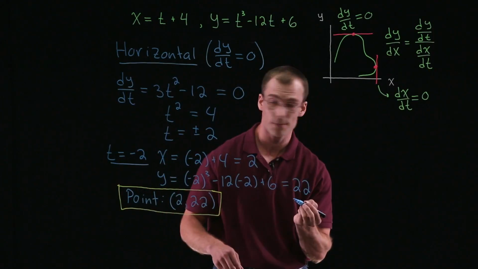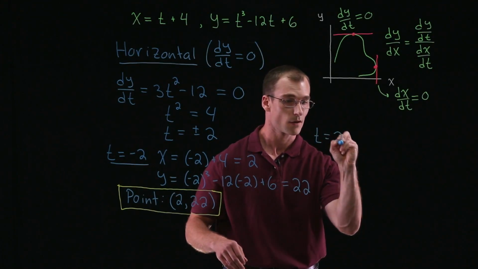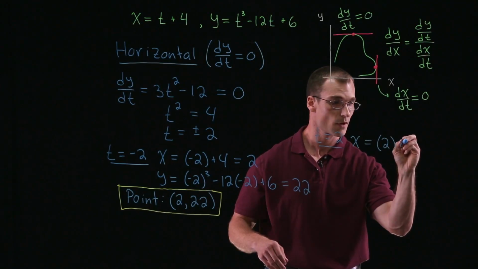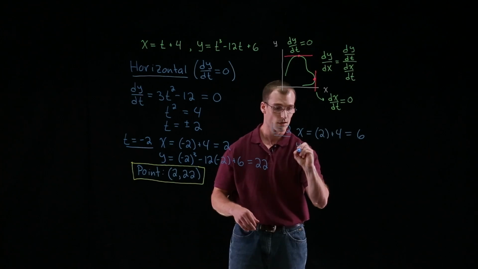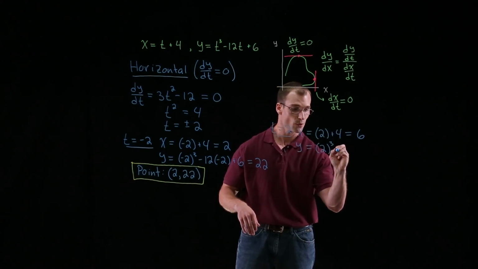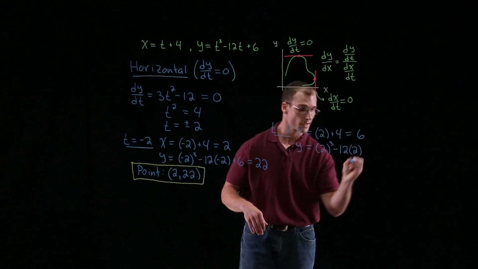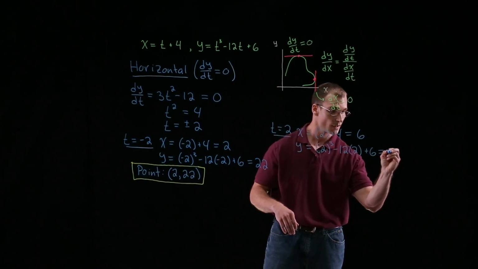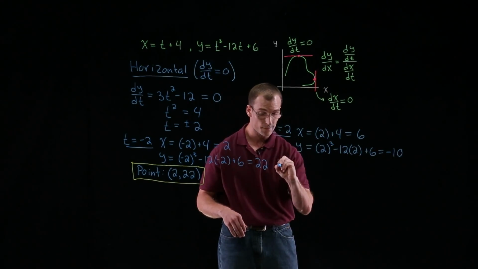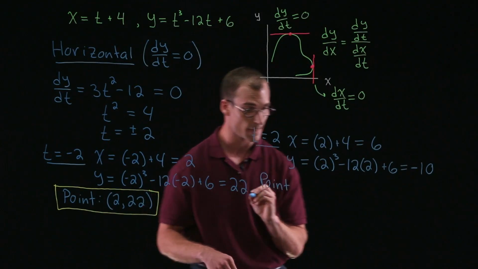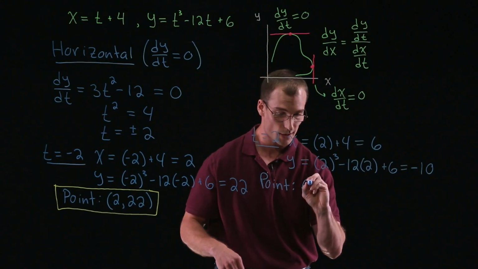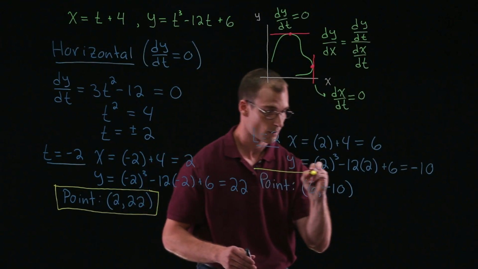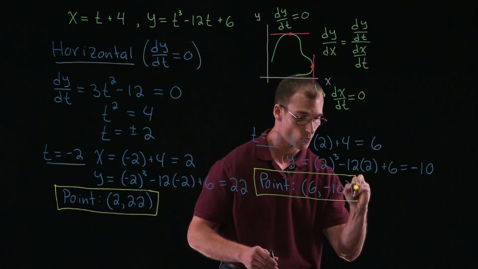Now for our next point, we want to find when t is equal to positive 2. Again, x is equal to t plus 4, so 2 plus 4 gives us 6. y is equal to t cubed minus 12 times t plus 6, so 2 cubed minus 12 times 2 plus 6. Positive 8 minus 24 plus 6 gives us negative 10. So our second point, where we have a horizontal tangent line, is at x value 6, y value negative 10. So those are our 2 points where we have a horizontal tangent line.